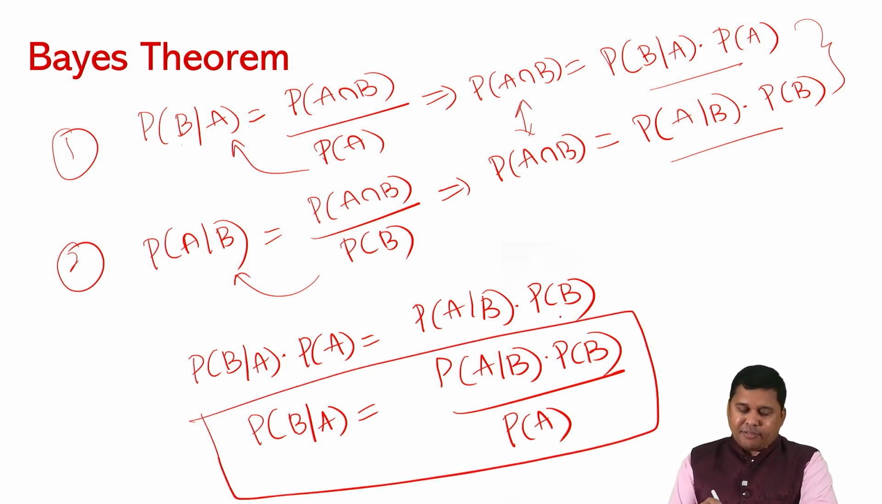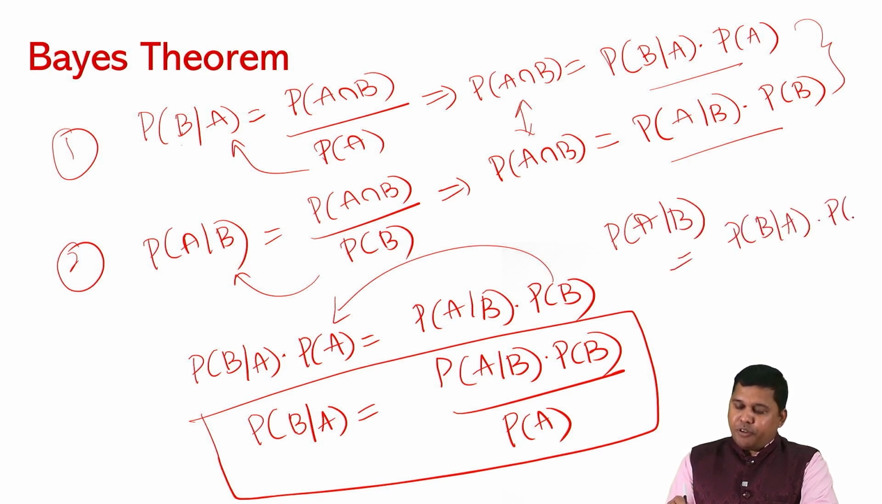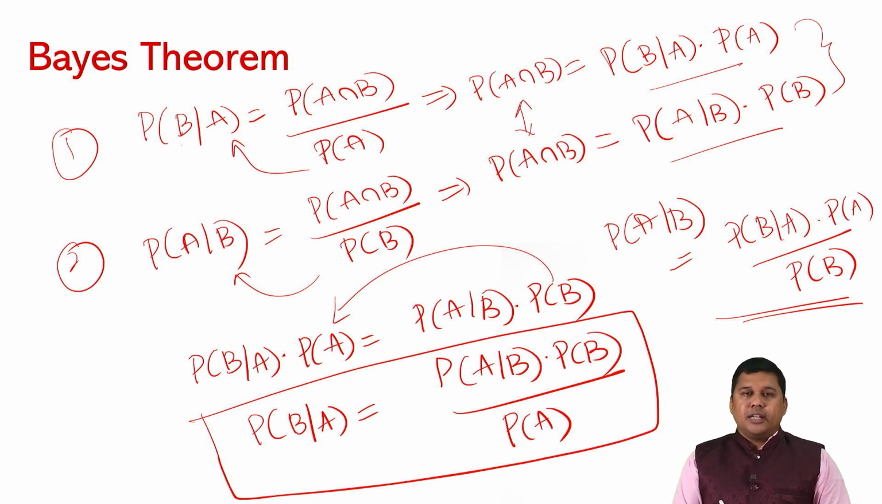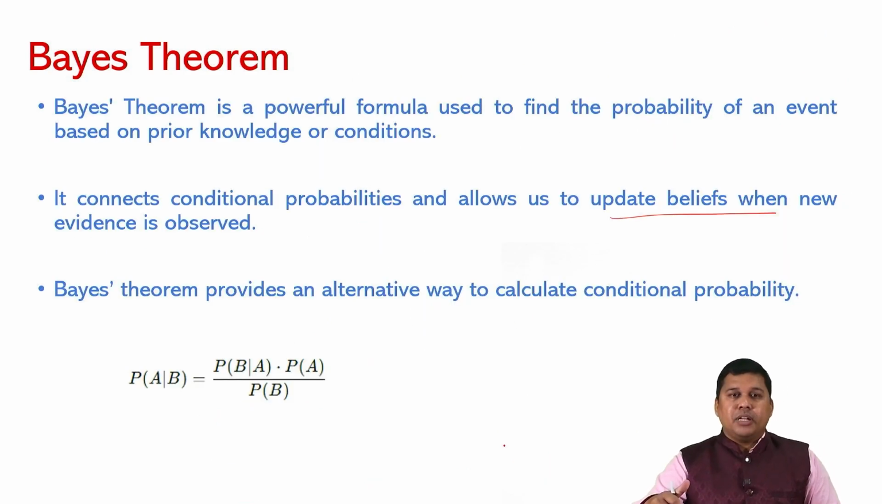Another formula you can derive, if you want to find the probability of event A given that B has already occurred, is to just shift the terms. It becomes P(A|B) = P(B|A) × P(A) / P(B). So, this could also be Bayes theorem. Depending on the problem, anything is the same, you can use it. This is the formula of Bayes theorem that we have seen.